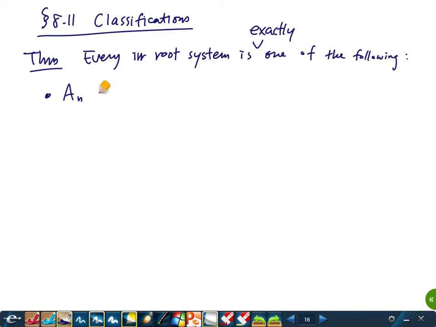A_n, n greater than or equal to 1. B_n, n greater than or equal to 2. C_n, n greater than or equal to 3. D_n, n greater than or equal to 4, which is quite nice, 1, 2, 3, 4, because we want to say exactly one of these. G2, we've already seen this.